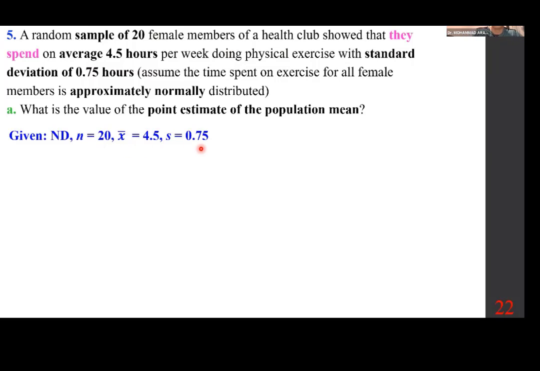The point estimate of mu is always X bar. That means we have to start from somewhere, and we start with the sample mean, and then we extend it and we make up an interval.